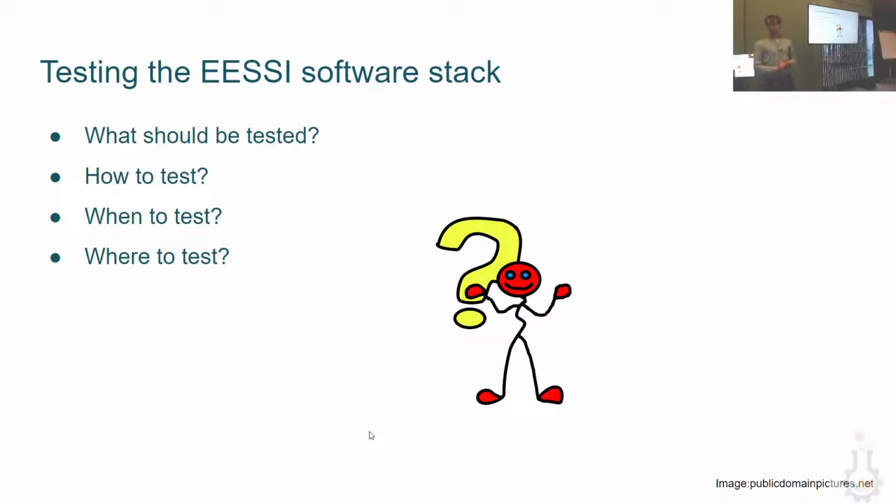So, of course, that brings the question, what exactly should we test, right? And how should we test this? Where should we test this? When should we test this? A lot of questions, and I don't think we have a definitive solution here yet, so it's definitely something that's up for discussion, but we have some ideas.